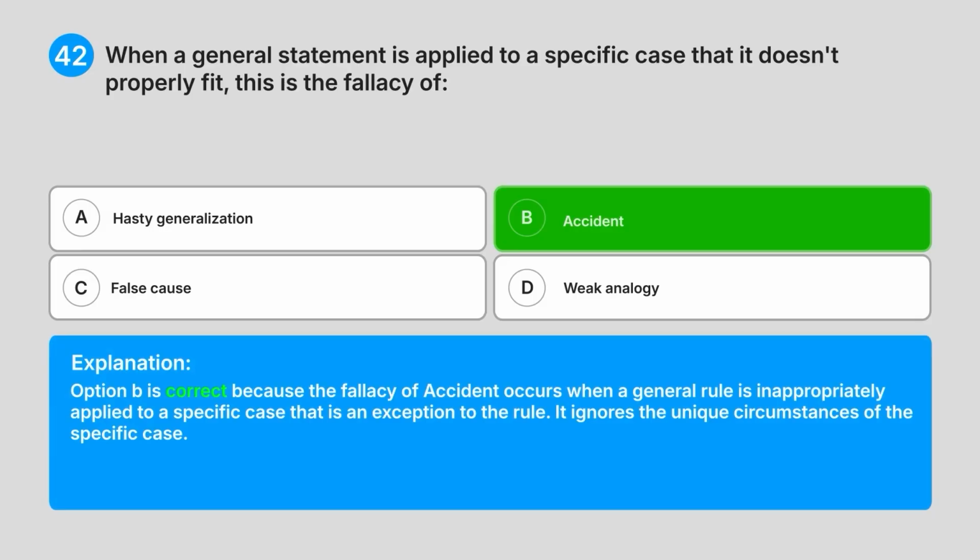Explanation. Option B is correct because the fallacy of accident occurs when a general rule is inappropriately applied to a specific case that is an exception to the rule. It ignores the unique circumstances of the specific case.